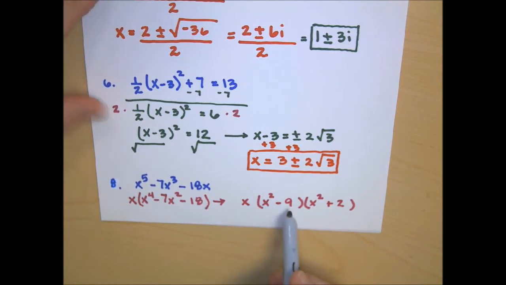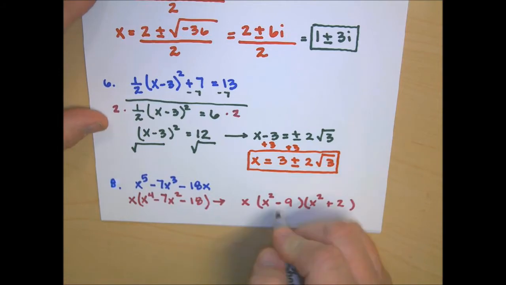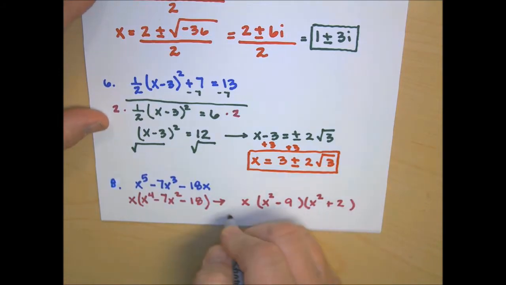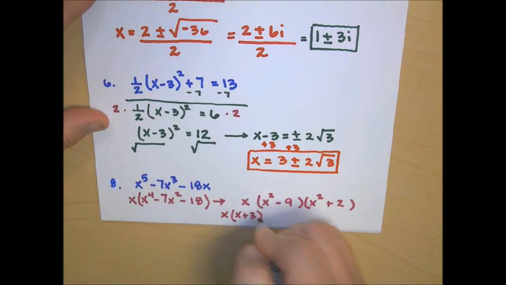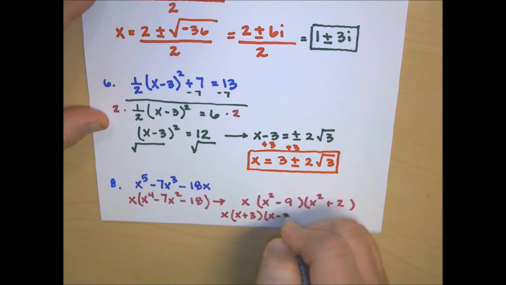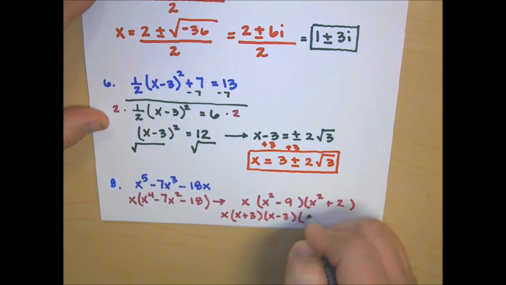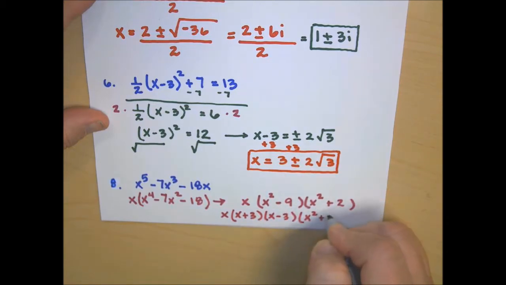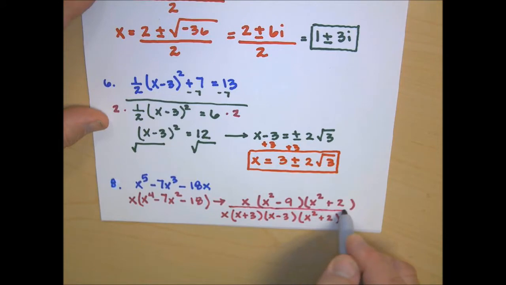x squared minus 9 is a difference of perfect squares, so we can take this one step further. My final answer would be x times (x plus 3) times (x minus 3) times (x squared plus 2). And that would be my fully factored final answer.